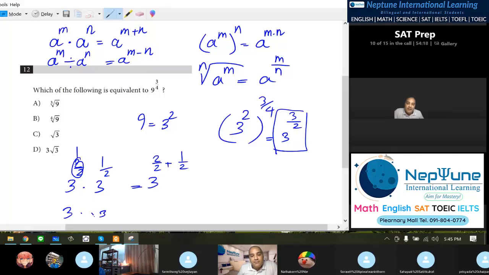Yeah, in school, teachers teach you this way, but in SAT, you're asked to go backward, and that needs practice. You need to be able to go backward.